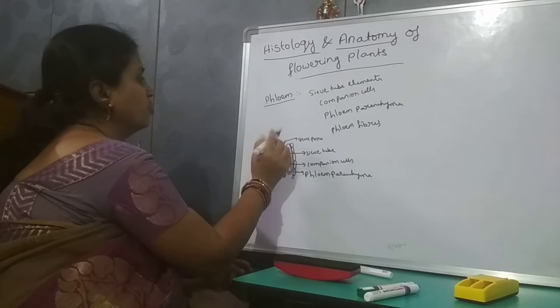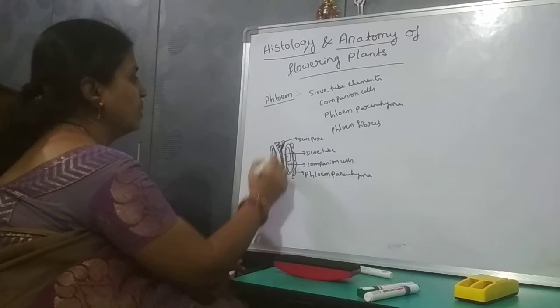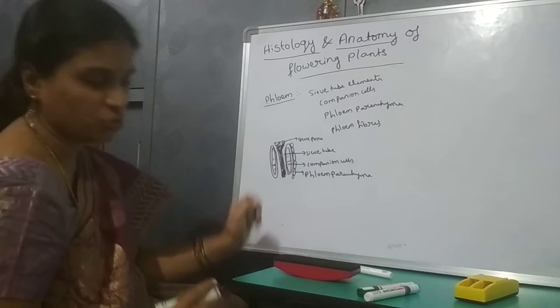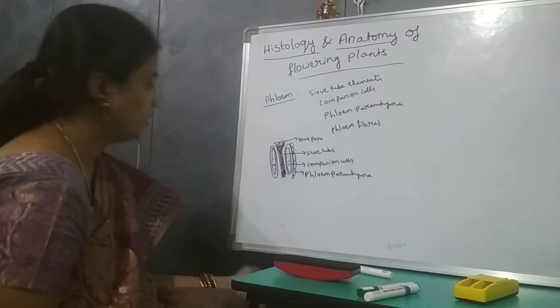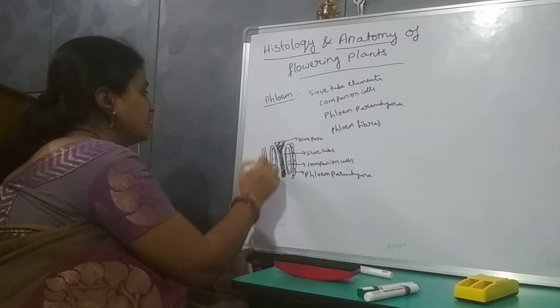These are the sieve pores, like this. Holes are present. So the companion cells, these are the sieve tube elements, like this they are present.